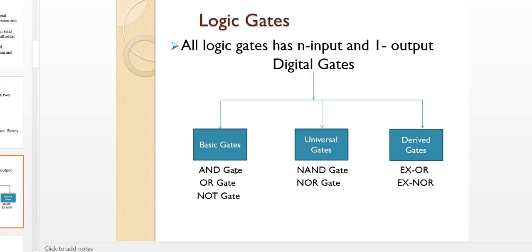Basic gates are of 3 types: AND gate, OR gate, NOT gate. Universal gates: NAND and NOR gate. Derived gates: exclusively OR and exclusively NOR, XOR and XNOR, please remember. So in all we have 7 types of gates: AND gate, OR gate, NOT gate, NAND gate, NOR gate, XOR gate and XNOR gate. I think it is very clear.